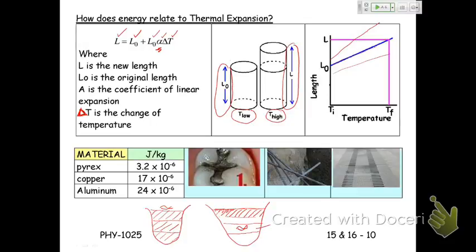So it's a really weird property of water. Water is really an amazing thing. It has such interesting properties that are very useful to us.